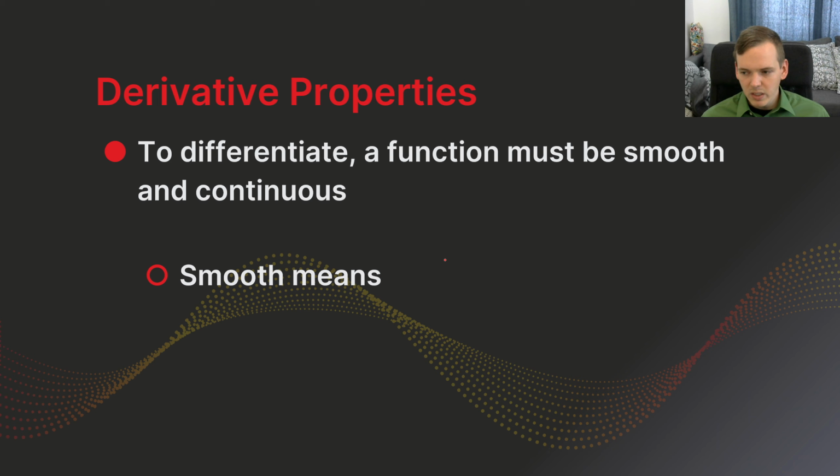Smooth means that there are no sharp corners, which are places where the derivative is undefined. So for example, if you have a function like this, you've got a sharp corner right here, and so the derivative would be undefined, and you can't differentiate this function at that point.